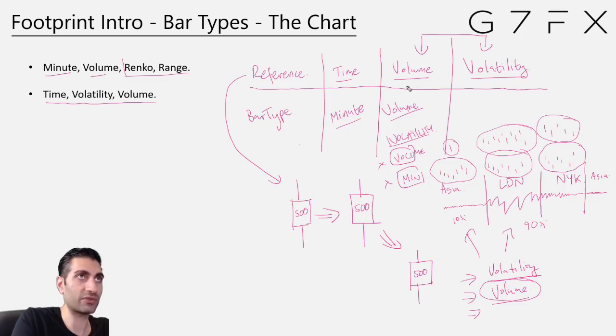Minute-based is time reference. Remember, reference being what causes the bar to change. So in the minute-based, time causes it to change. With the volume bars, volume causes it to change according to what we've told it we want it to be. And volatility, guys, is Renko and range.